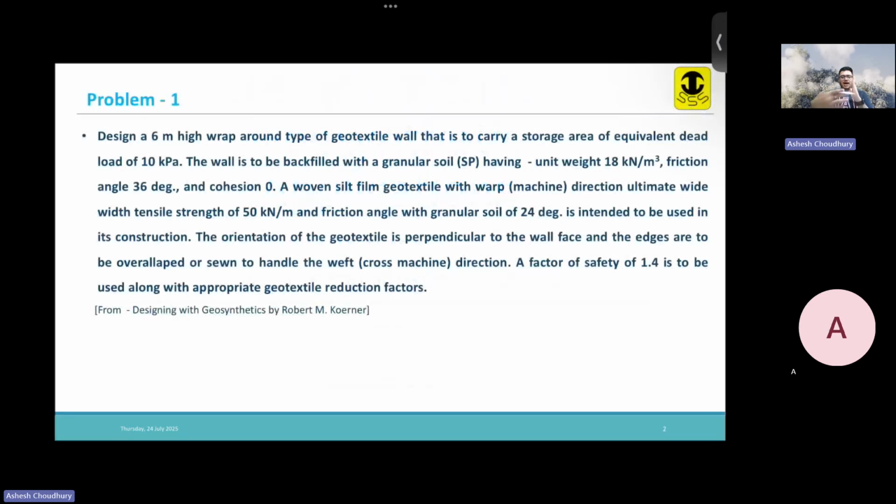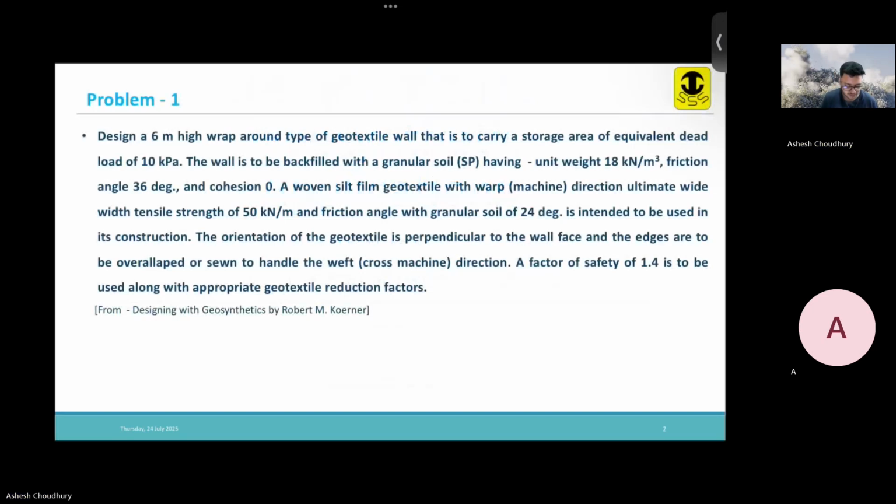In the other direction, that is the out-of-plane direction, the width of one geotextile is limited, so two geotextiles have to be overlapped together. They have to be overlapped and sewn with a machine. That is the cross machine direction. It is placed in this machine direction, this longer side, and the other side, perpendicular to the screen, is the cross machine direction. A factor of safety of 1.4 is to be used along with appropriate geotextile reduction factors.